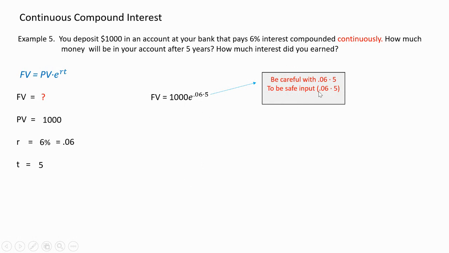Again, here, guys, be careful with 0.06 times 5. To be safe, input it in parentheses, because a lot of students just put 0.06 times 5, but it follows PEMDAS. So what it does is multiply the 1,000 e to the 0.06, and then multiply everything by 5. That's why they get it wrong. So be careful with that, and it depends on the type of calculator that you use. So my future value will be 1,349.86.